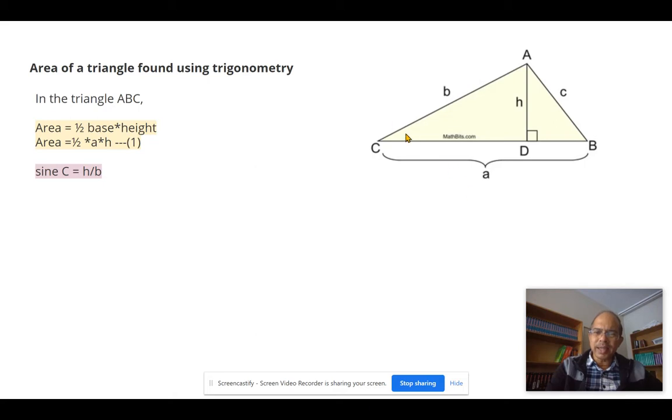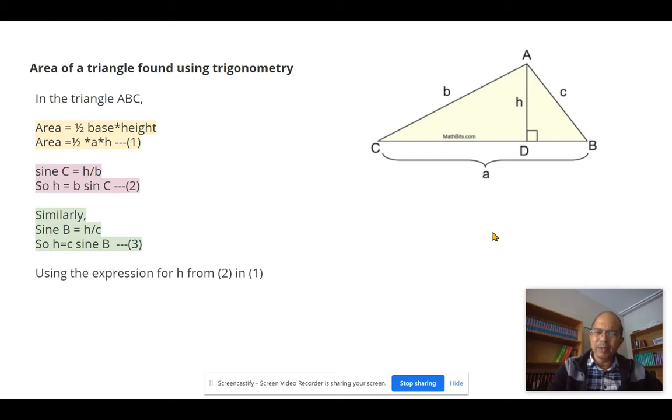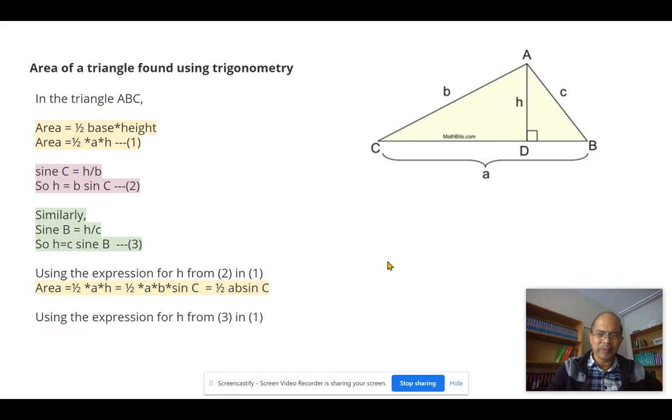Now sine C, as you know, is opposite by hypotenuse, so it's h by b. So h is b sine C. Similarly, sine B is h by c, so h is c sine B. But since we have two expressions for the same quantity h, we can substitute each of these into the expression for area, which is half times a times h.